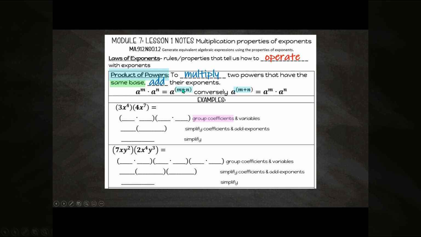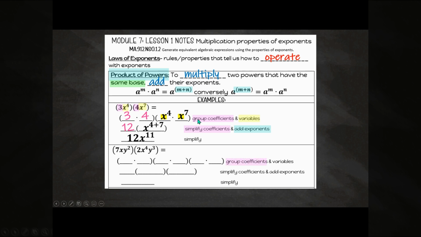So let's look at an example. We have 3x to the power of 4 times 4x to the power of 7. What we're going to do is first group the coefficients, so 3 times 4, and then group the variables together, x to the power of 4 and x to the 7th. So 3 times 4, we can simplify the coefficients to be 12. Then we're going to add the exponents together, so x to the power of 4 plus 7. And 4 plus 7 is going to be x to the 11th power. So we have 12x to the 11th power.